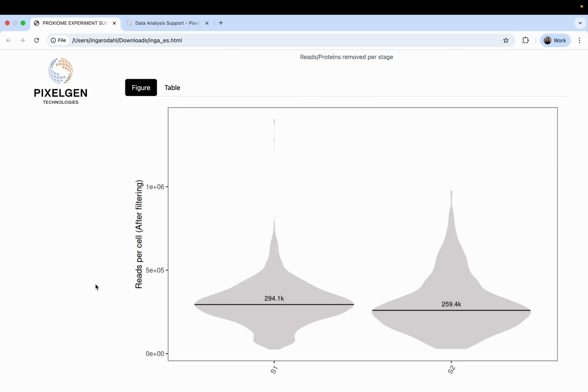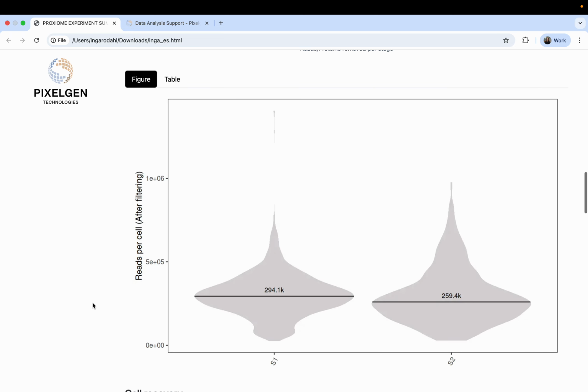We then also want to look at the amount of reads per cell. So what we have here is we want to see a minimum of at least 250,000 reads per cell. And based on having twice as many cells, but also twice as many reads, as expected, these two samples then have a fairly similar amount of reads, just above the threshold that we set.